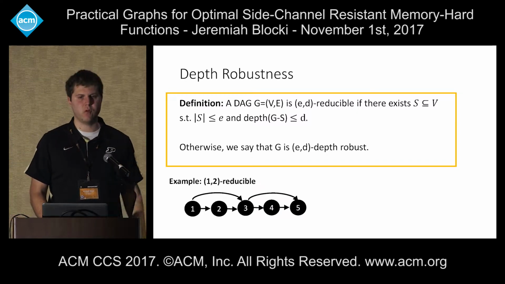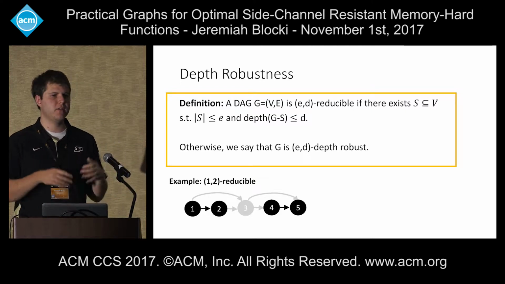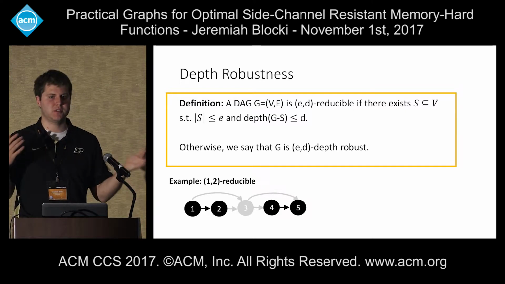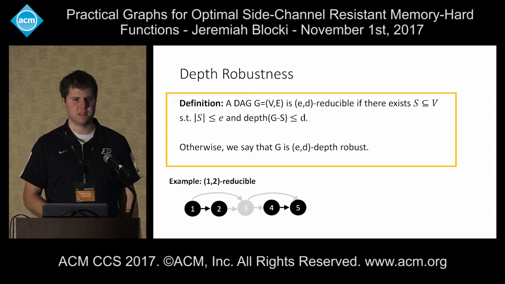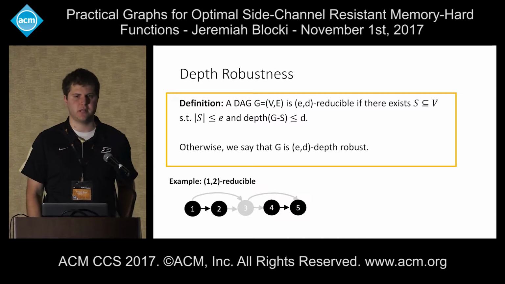So here's an example of a (1,2)-reducible graph. That means we can delete one node, and the length of the longest path in the remaining graph should be at most 2. And hopefully it's obvious: delete node 3, and, proof by picture, any remaining path has length at most 2.